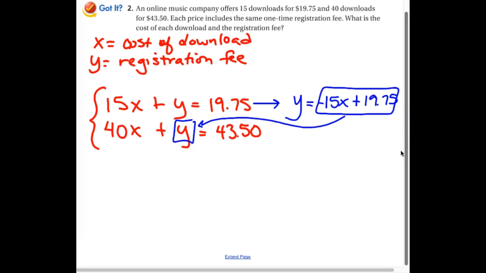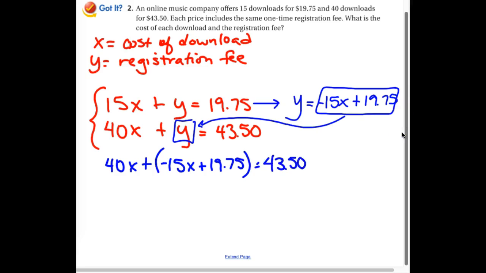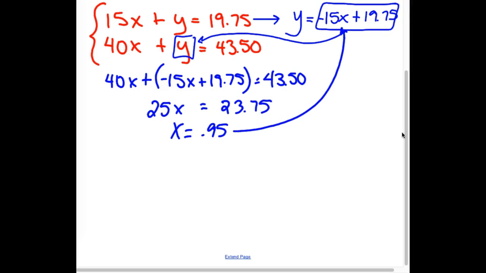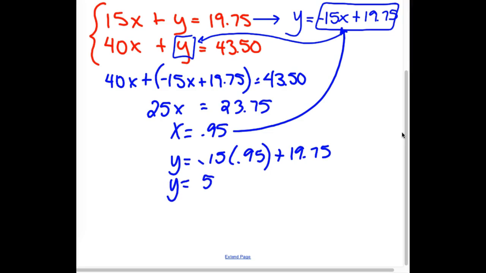All right, let's check your work. You've plugged in your y value. So we've replaced that y with the negative 15x plus 19.75. There's nothing to distribute on this one. All right, 40x minus 15x was 25x. If we subtract the 19.75 over, what did you get? Was it 23.75? And then you divided and you got 0.95? Yes. All right, substituting that back in. So y equals negative 15 times 0.95 plus 19.75. Y ends up being 5.5?